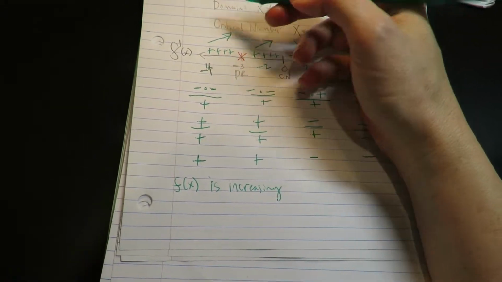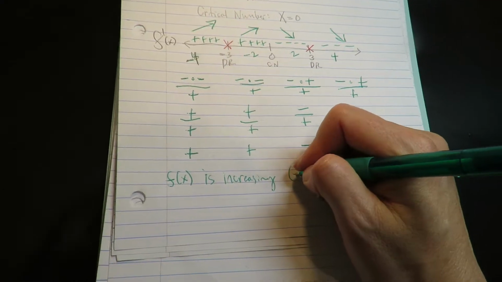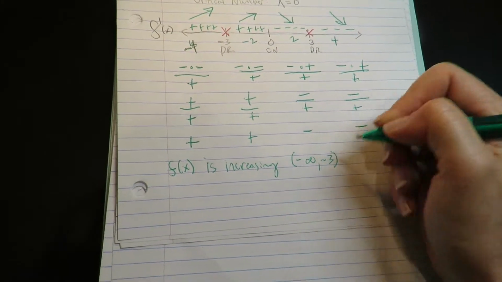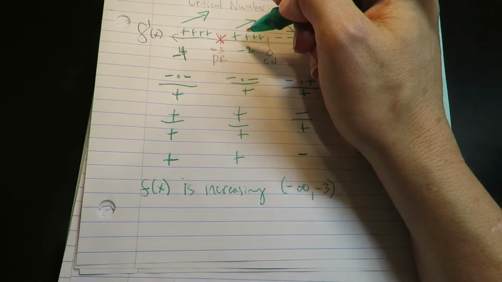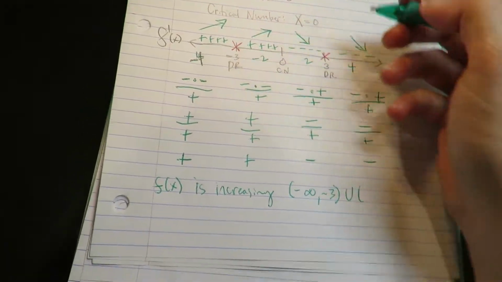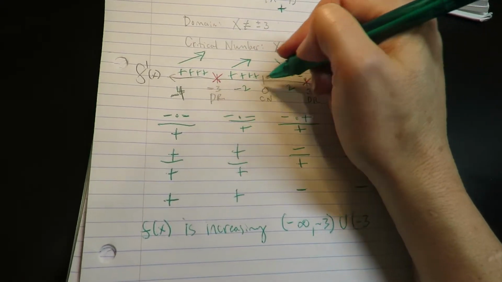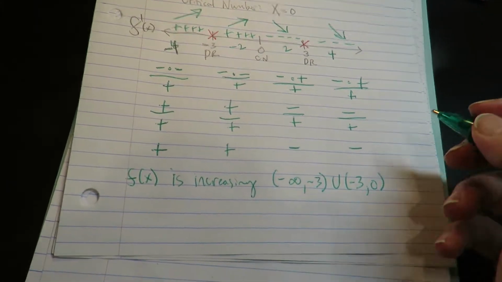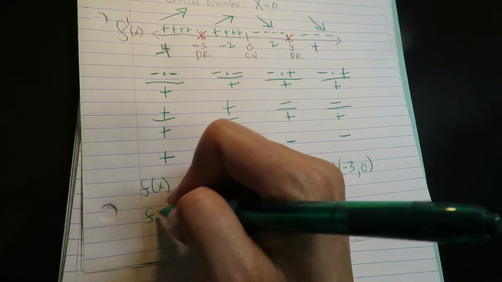On the domain of negative infinity to negative 3, there is no graph at negative 3, so we don't want to include that. Then it picks up again on the other side of negative 3, and it goes to 0. Okay, so that's where the function is increasing.